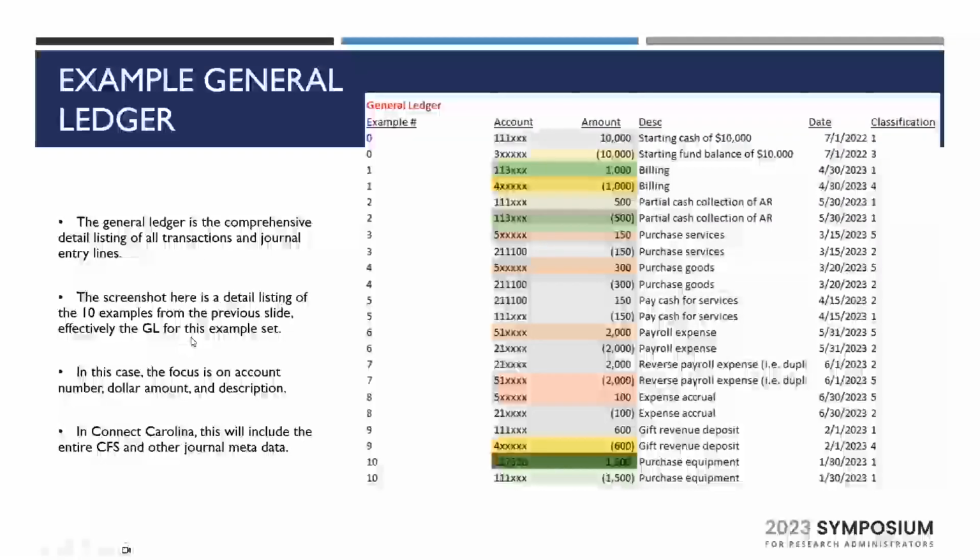The screenshot here is a detailed listing of the 10 examples from our previous slide, which is effectively the general ledger for this example set. In this case, the focus is on account number, dollar amount, and description. But in ConnectCarolina, the general ledger would include the entire chart field string and other journal metadata, such as the journal source.